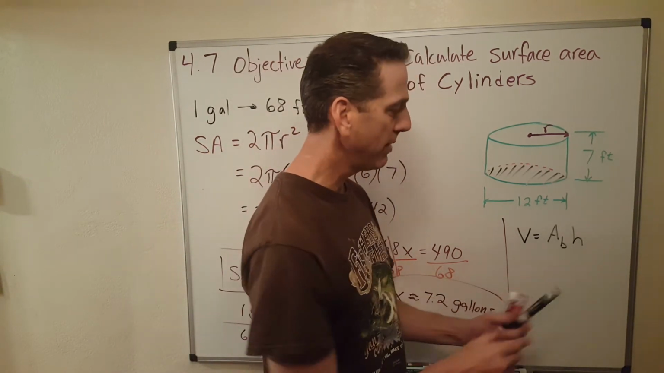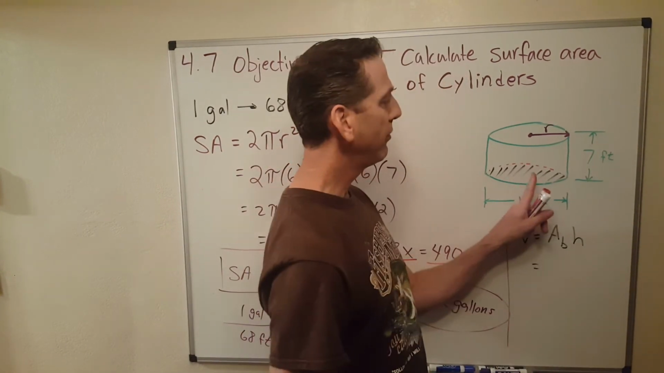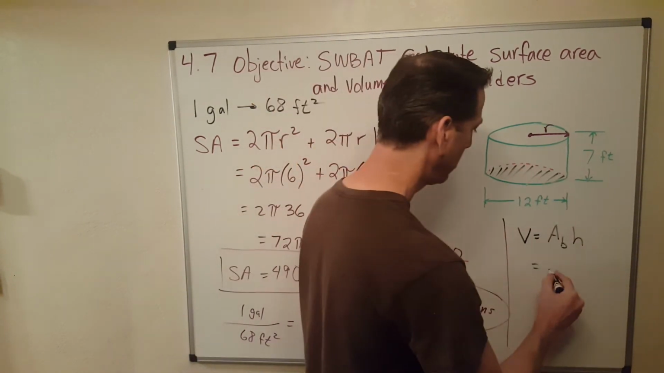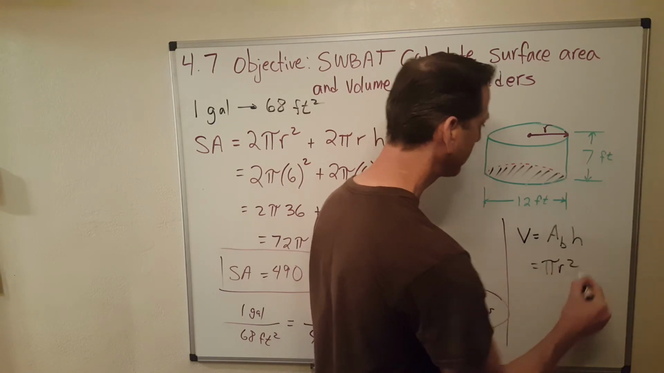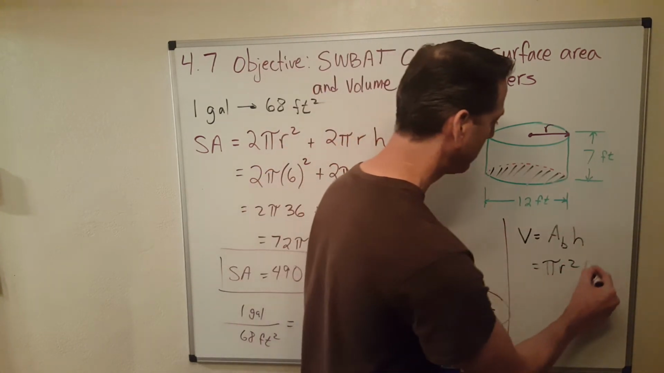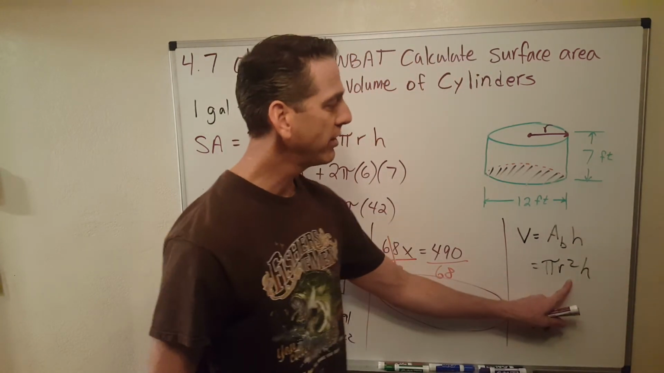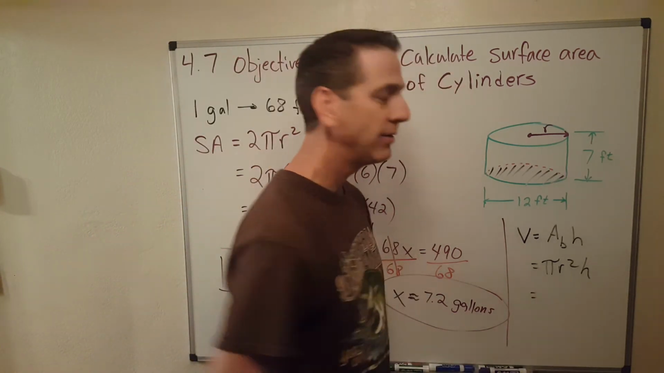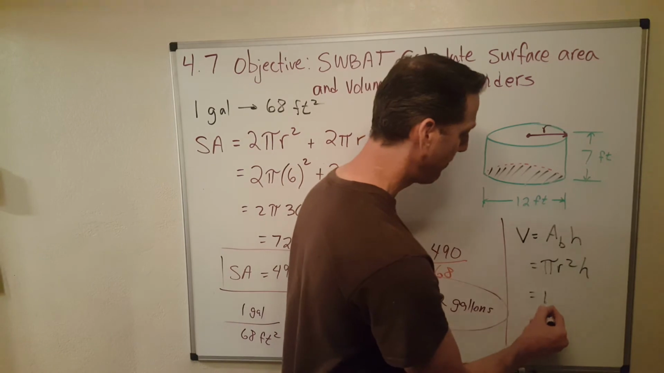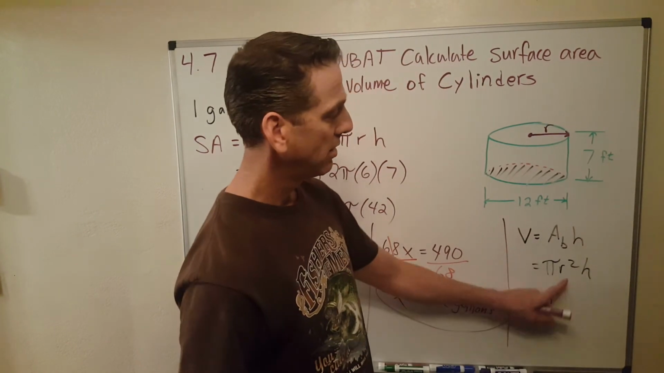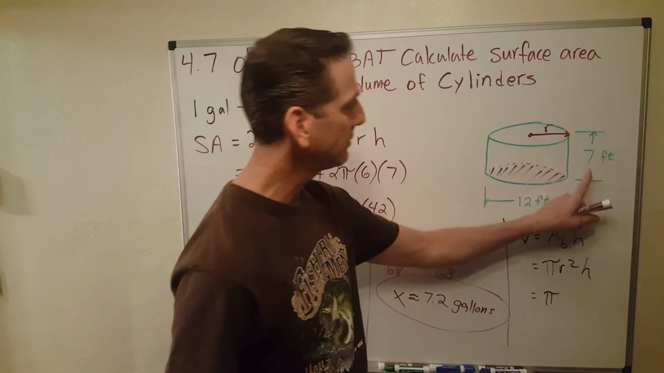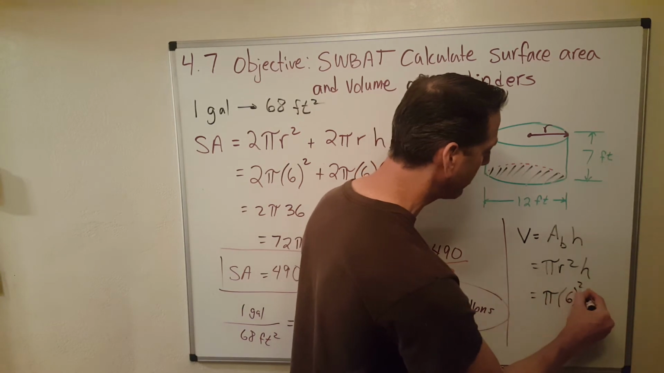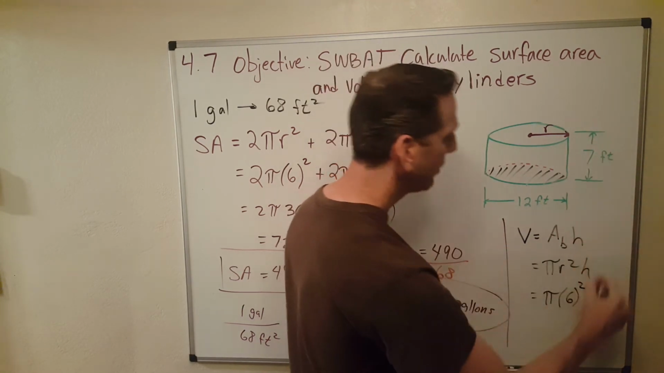All right, so what's the area of my base? Well, the area, for a circle, is pi r squared. So that would be pi r squared, and then h. Pi r squared is just the area of any circle. All right, so let's go ahead and substitute some numbers in now. I got pi, which is a constant. R again was what, 6, half of 12? So times 6, that's squared, times h, the height is 7.